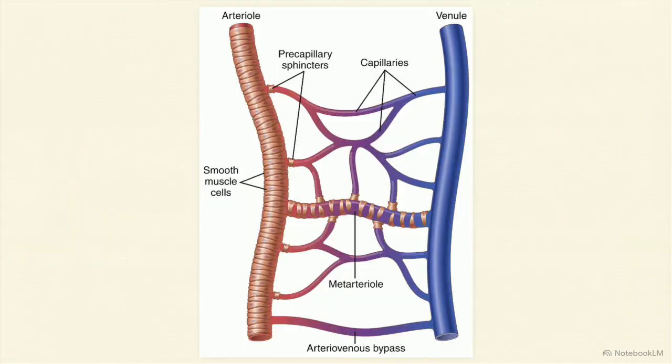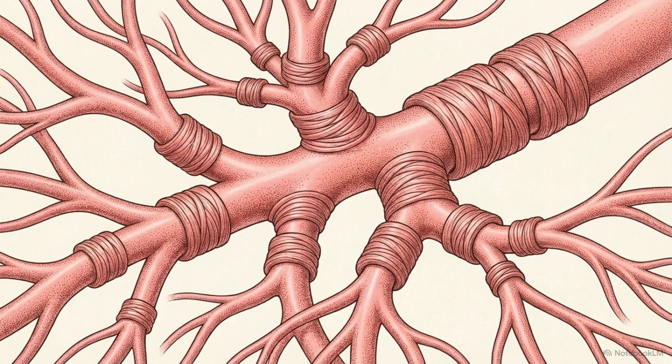This diagram outlines the overarching anatomy of that exchange site. On the left side, blood enters from a high-pressure muscular arteriole, flows through the branching capillary network, and drains into a low-pressure venule on the right. Notice these rings of smooth muscle acting as valves at the entry points. These are pre-capillary sphincters, and they constantly contract and relax to control exactly how much blood enters this network, based on what the surrounding tissue demands.